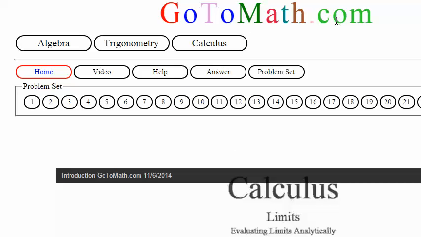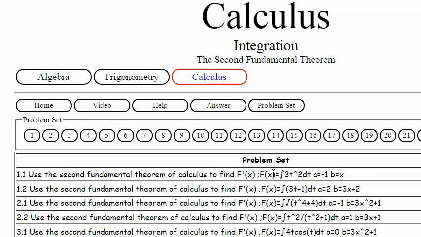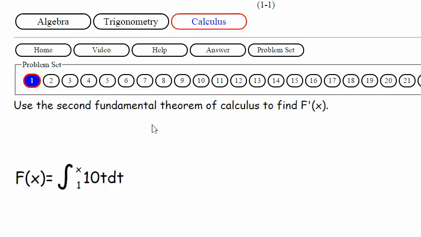Okay, we're here at gotomath.com. Let's click on calculus and go down to the second fundamental theorem. Let's click on this one here. Use the second fundamental theorem of calculus to find f prime of x.